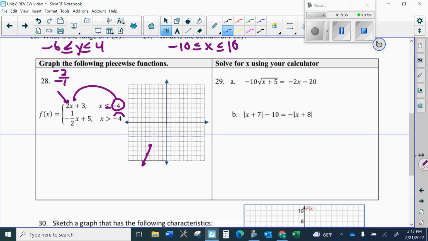Plug -4 into this equation. Half of -4 is negative 2, and the negative of that is positive 2, plus 5 is 7. But that's going to be an open circle there because it's not equal to it. And we have a slope of -1/2. These are both lines, so I can just use that slope. So -1, so down 1, right 2. Down 1, right 2. Down 1, right 2.